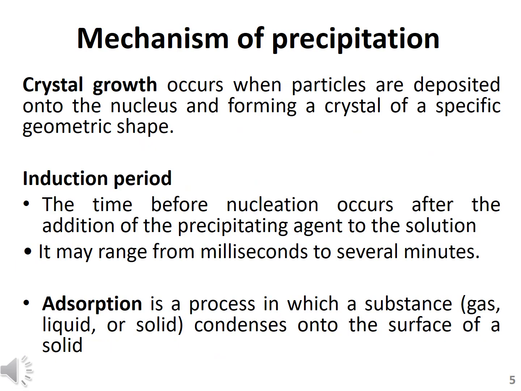Here are some further terms to be discussed. Number one, crystal growth. After the formation of a microscopic nucleus, more particles will be deposited on the nucleus, forming crystals of a specific geometric shape. So these crystals will go on to grow to achieve a bigger size of the precipitate.